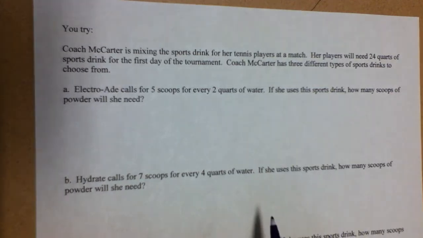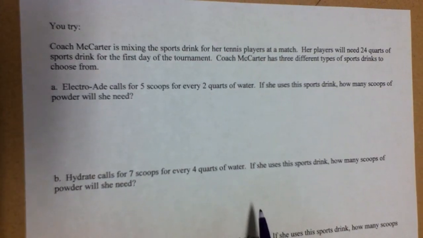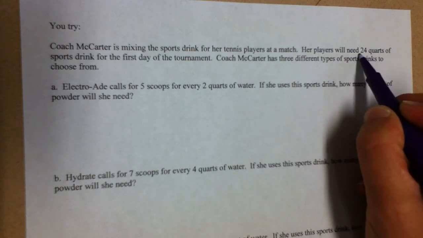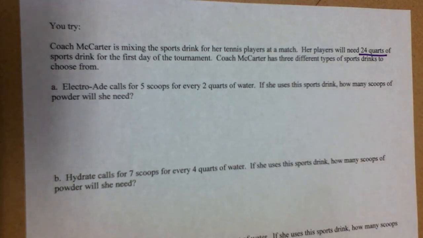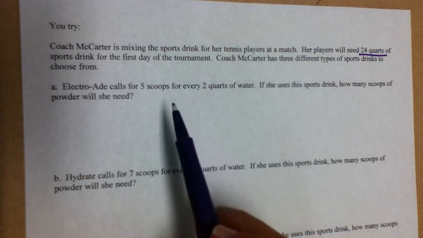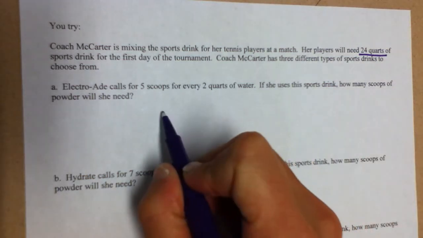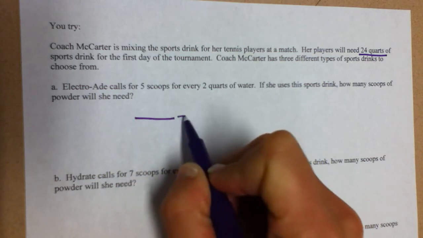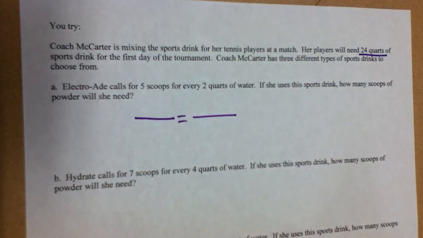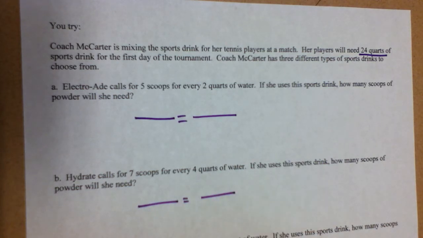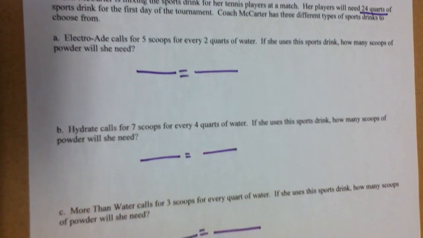She is mixing a sports drink for her players, and her players will need 24 quarts. Remember, underline keywords, they're going to need 24 quarts, and the different ratios are written down below. So you're going to want to solve this by setting up two equivalent ratios and solving for the missing number.